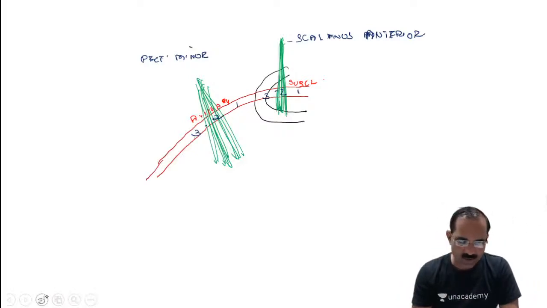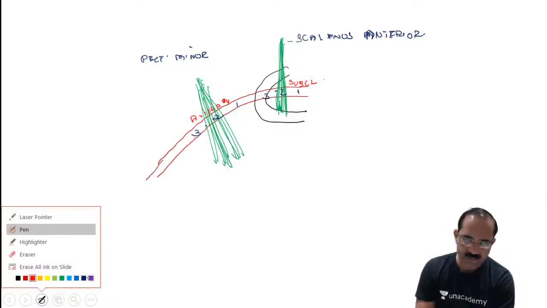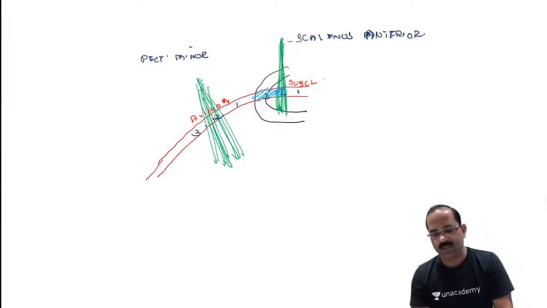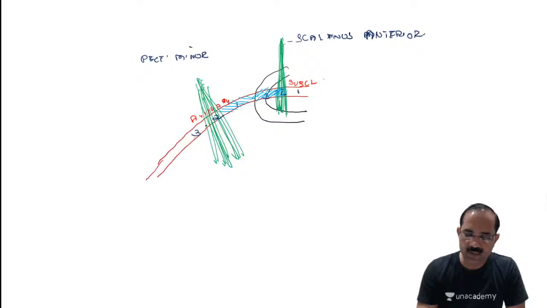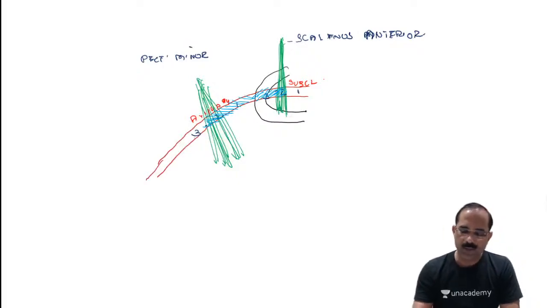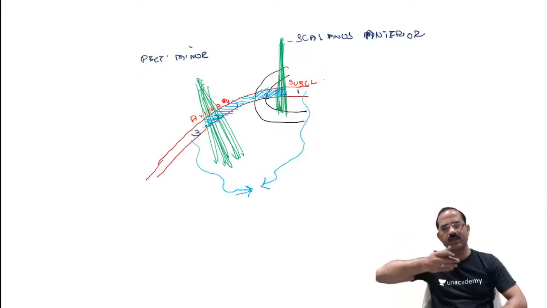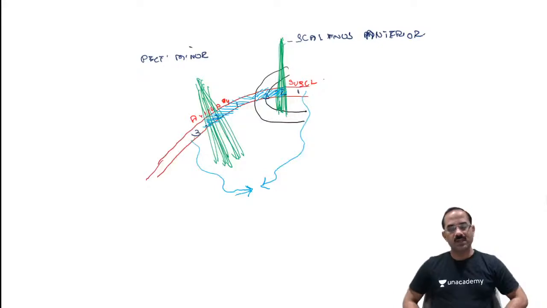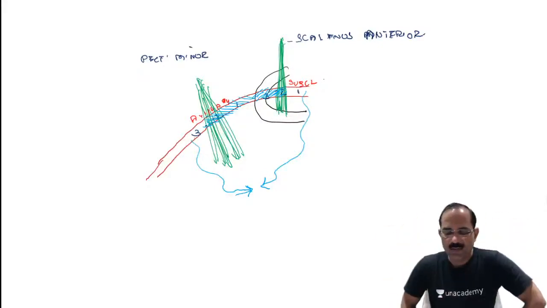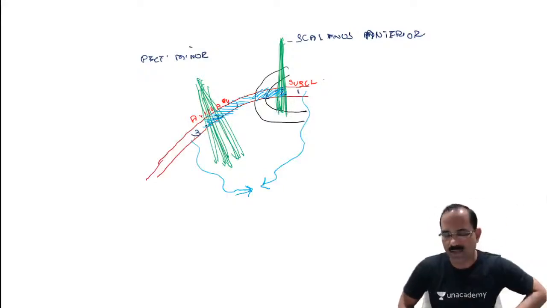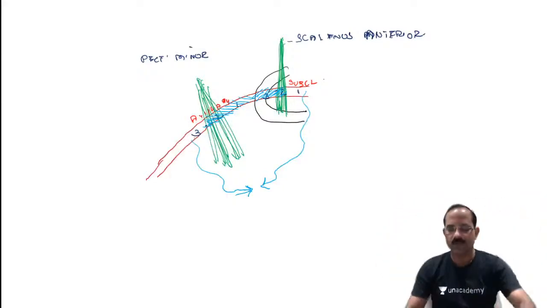Now students, if there's an obstruction in the second and third part of the subclavian, or in the first and second part of the axillary artery, the blood will flow directly from the first part of the subclavian artery to the third part of the axillary artery through this anastomosis. That is the importance of knowing this anastomosis.